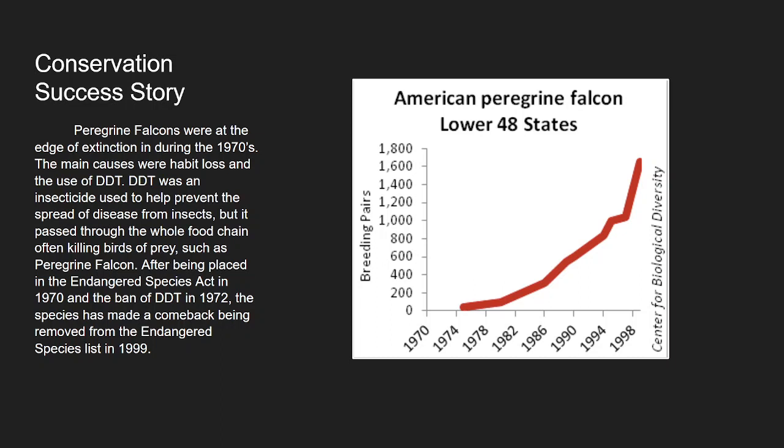Conservation success story. A story of success with conservation is the example of the peregrine falcon. The peregrine falcon was almost going extinct when researchers learned of its population numbers and took action. They took action by banning the use of DDT, an insecticide used in the 1970s that poisoned a lot of birds of prey, and by putting it on the endangered species list in 1972. Because of these actions today, the peregrine falcon is back at healthy levels and was taken off the endangered species list in 1999.